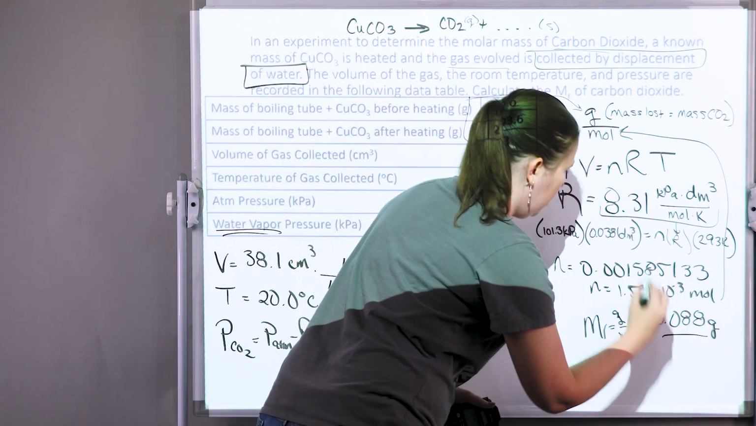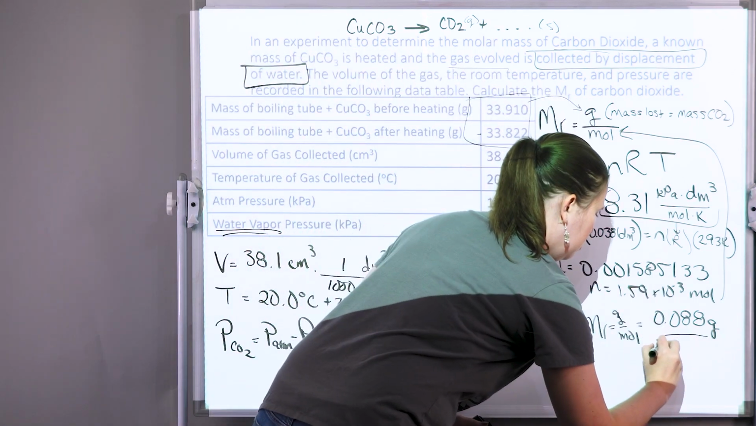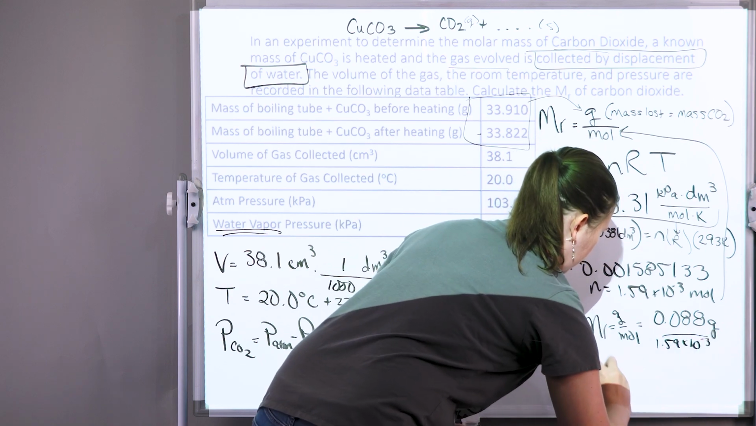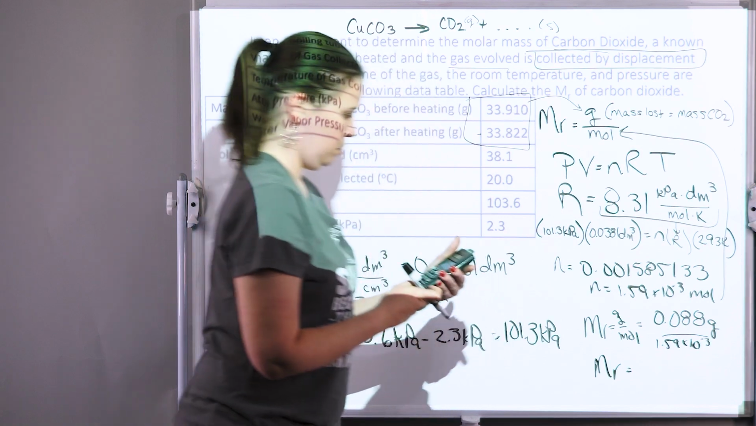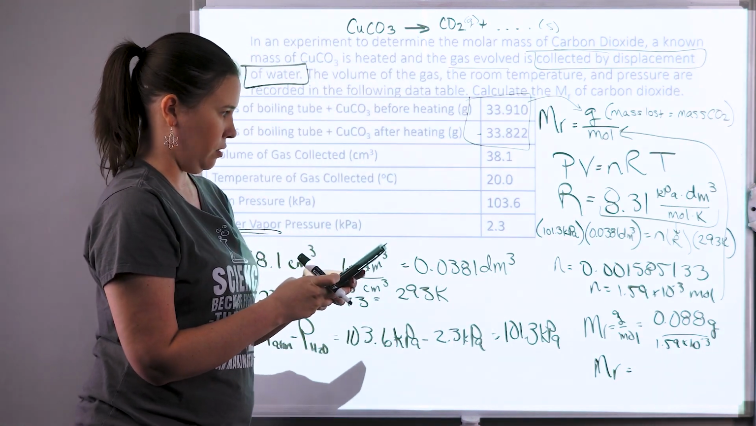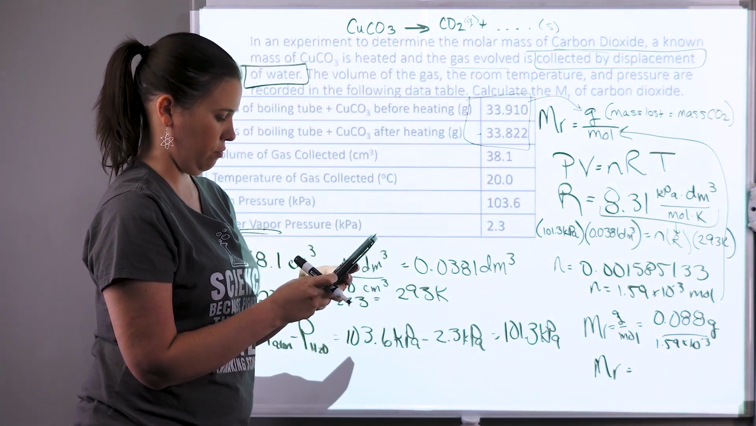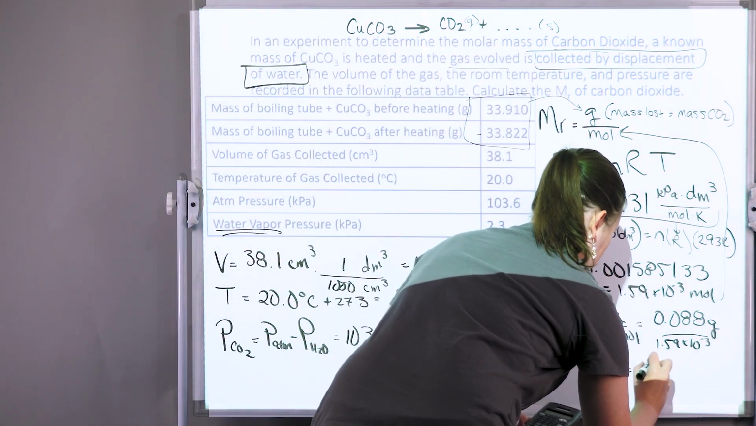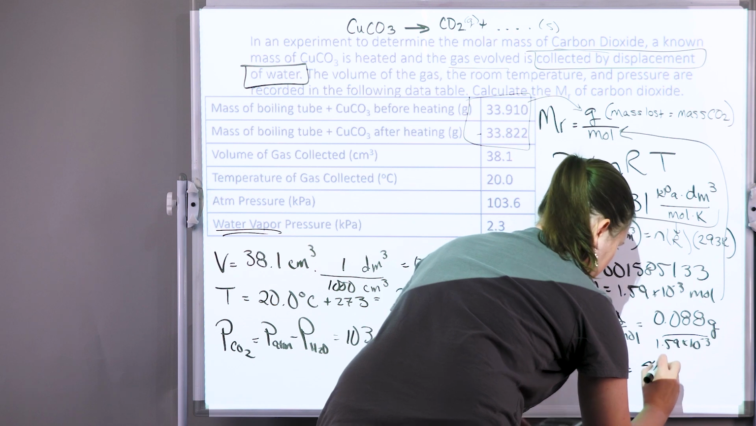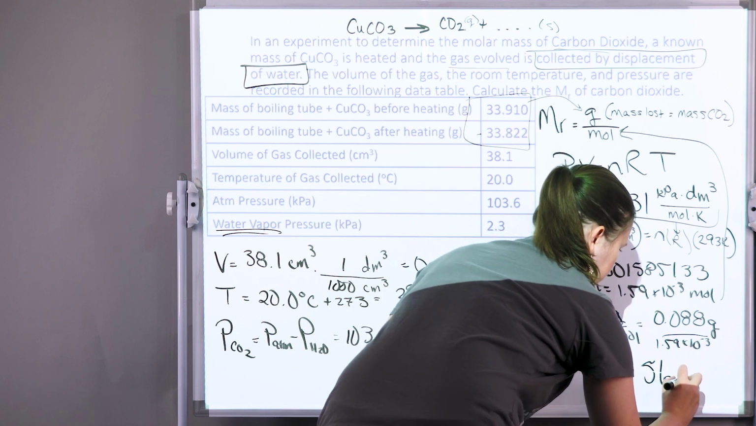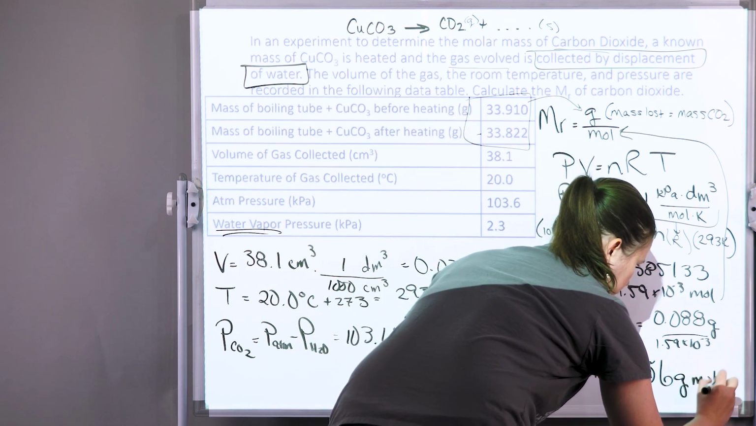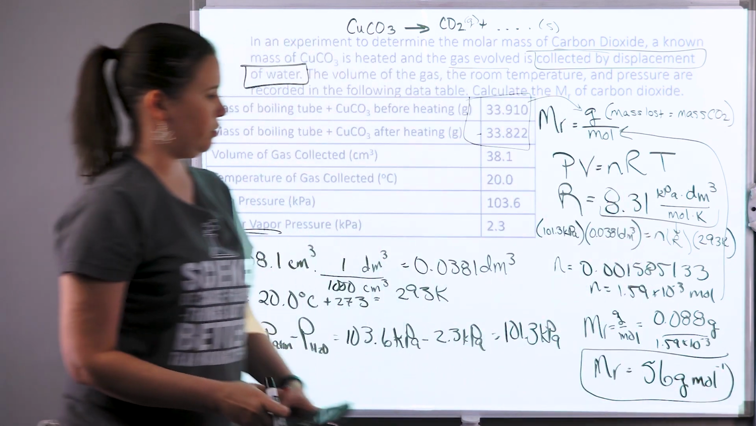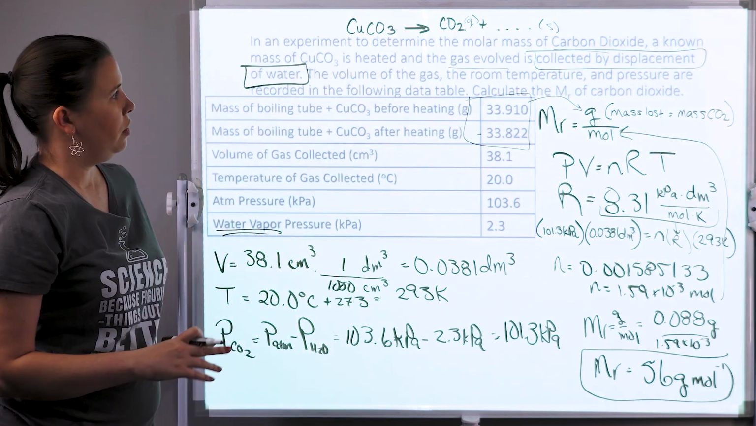I'm going to go ahead and divide by the moles that we have just up here, 1.59 times 10 to the negative third, and see what we get. 0.088 divided by 0.00159, and I get, with 2 significant figures, 56 grams per mole, with the negative 1 on the mole there at the end. 56 grams per mole. Awesome.